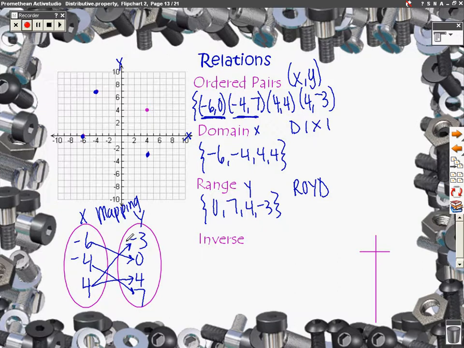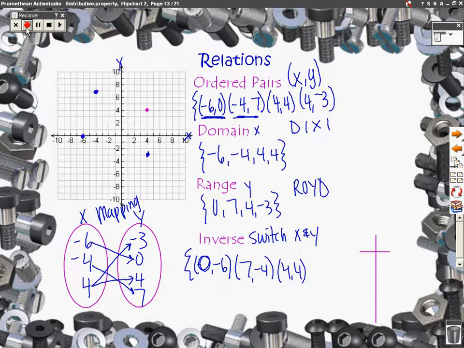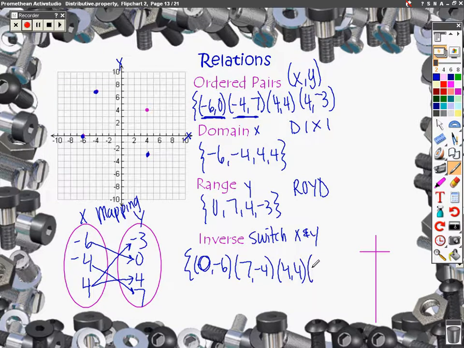I'm going to jump back to inverse. Inverse just means to switch your x and y. And I think you'll find this one pretty straightforward. So instead of -6, 0, I would have 0, -6. Instead of -4, 7 from up here, I would have 7, -4. Then 4, 4. And then my last one would be -3, 4. Remember that for inverse, I'm just switching 4, -3 to -3, 4.